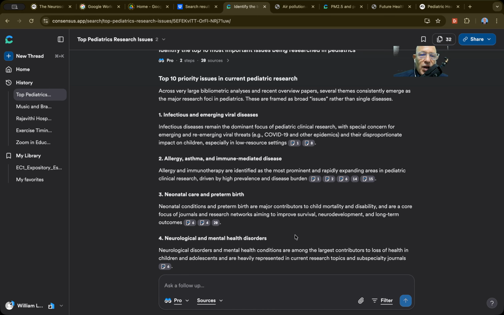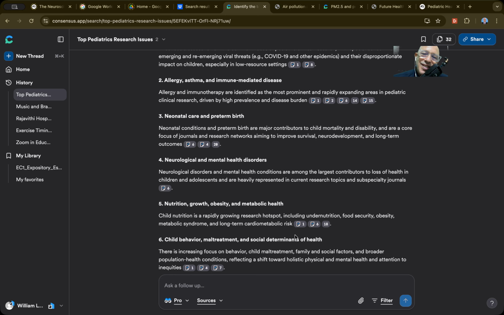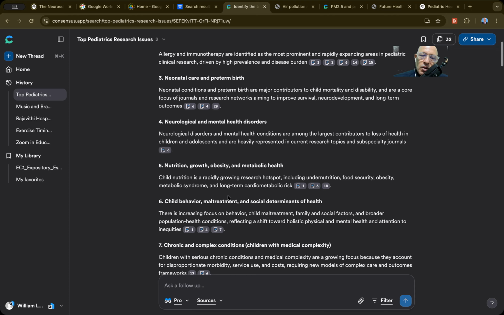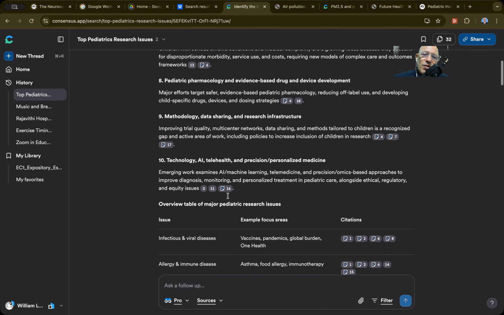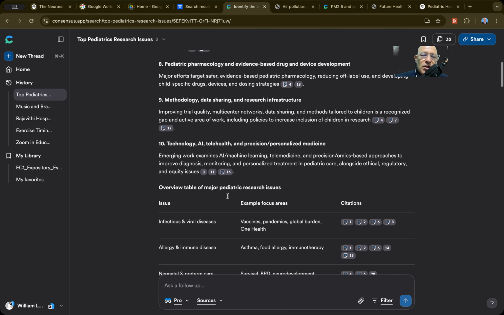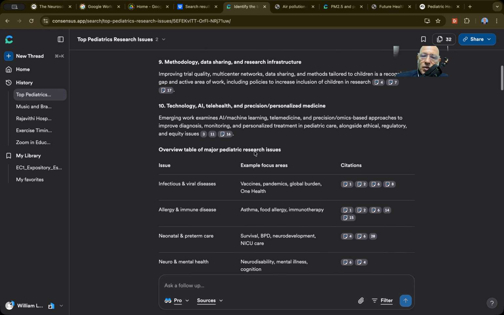Infectious and emerging viral diseases, allergy, asthma, and immune-mediated disease, neonatal care and preterm birth, neurological and mental health disorders, nutrition, child behavior, chronic conditions, pediatric pharmacology, methodology, technology, AI, telehealth. And that's a fantastic area that I haven't really explored that could be extremely interesting.